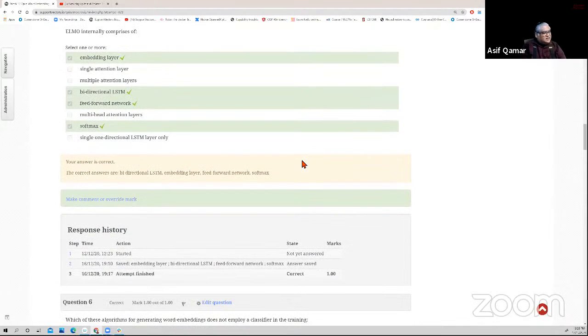And what does Elmo internally comprise of? This was something that obviously only people who attended the Sunday research paper reading would be able to answer, or if you have read the paper on your own. So it was essentially an invitation to go read about Elmo on your own if you haven't.